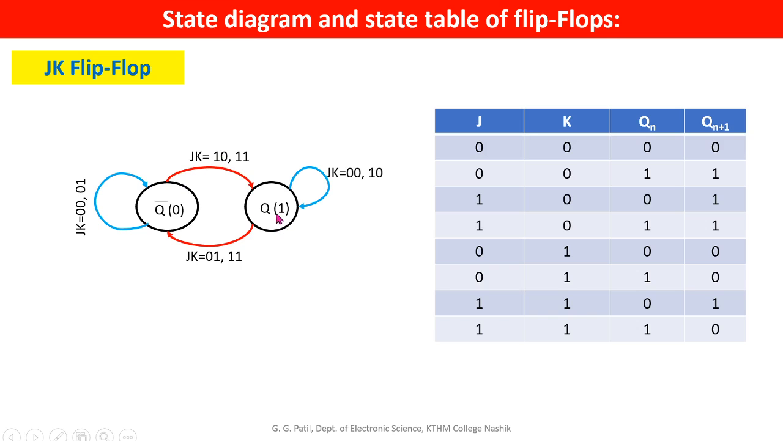And if the present state output is 1 and we apply the JK input conditions, if the JK input is 0 0, it maintains the same state. If the JK input is 1 0, again the output remains 1. If the JK input is 0 1, that is J is 0 and K is 1, it resets the flip-flop, that is, the output becomes 0. And if the JK input is 1 1, it toggles the flip-flop, and it goes to 0 from the 1 condition. So that is the state diagram of the JK flip-flop.